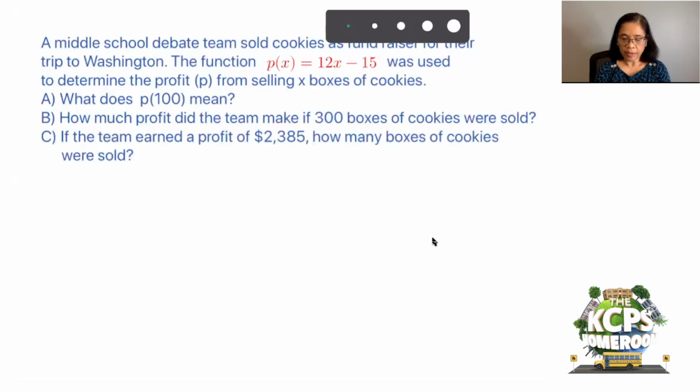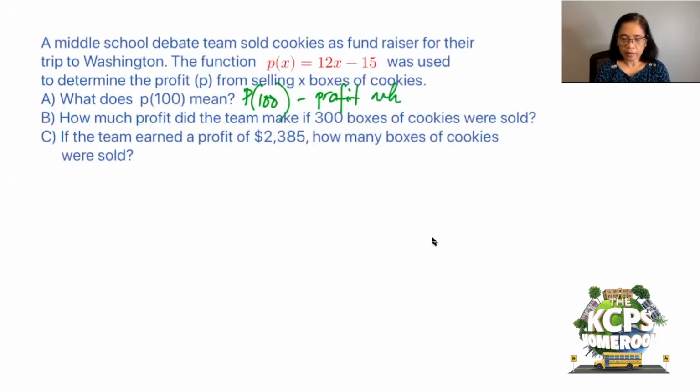Remember that P of x is the profit function. So when we have P of 100, this expression tells us the profit when 100 boxes of cookies are sold.